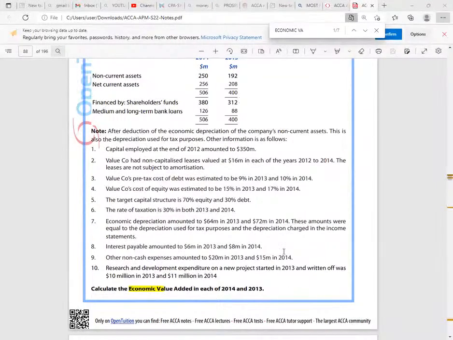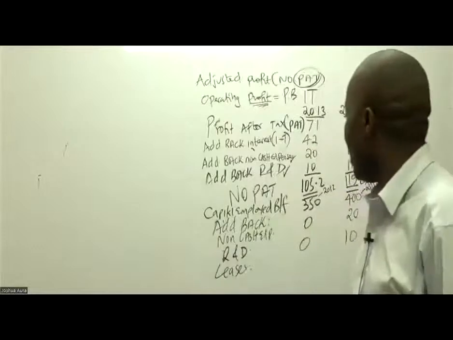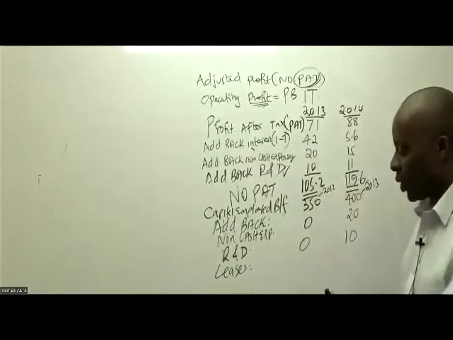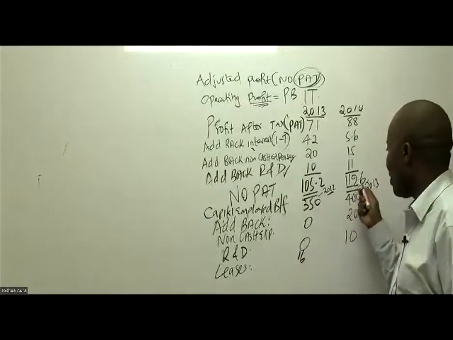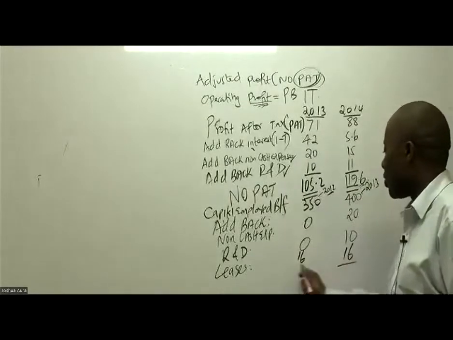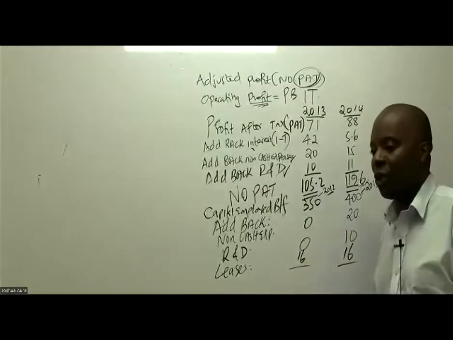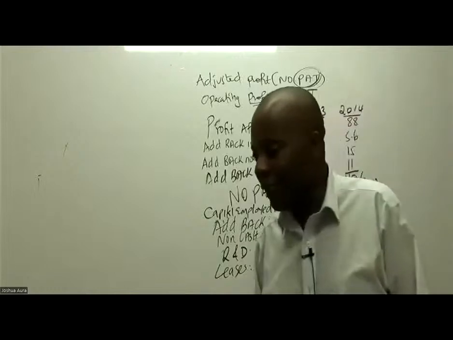Great, Lillian, check out this. You see, they have told us from 2012 the value was 16, 2013 16, 2014 16. So really, the lease amount in the year 2012 was 16, because I'm making adjustments for 2012 and 2013, 16 there. So please come and give us the total.